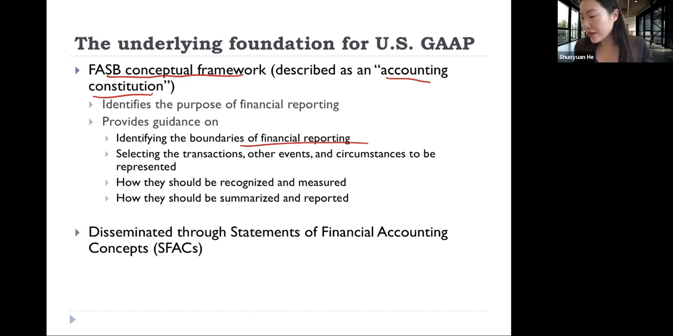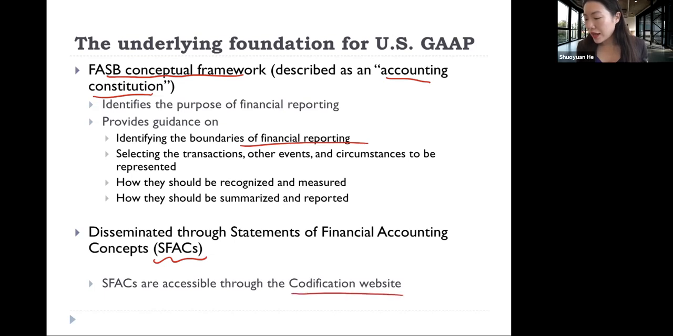Selecting the transactions and event circumstances to be represented. So what kind of transactions should be reported, how they should be recognized and measured, and how to summarize and report. It is disseminated through Statements of Financial Accounting Concepts, or SFAC. So you can access the SFAC through the codification website that we just mentioned.